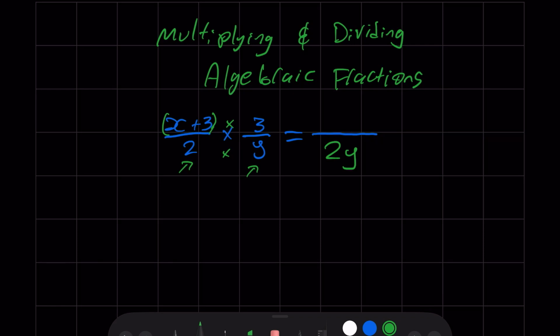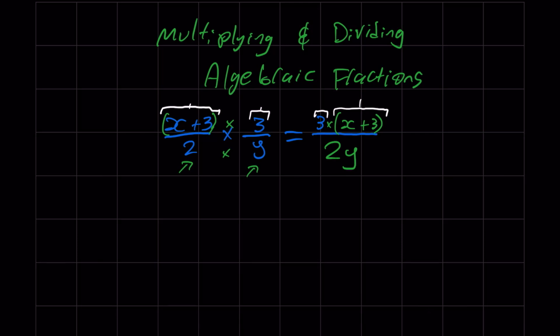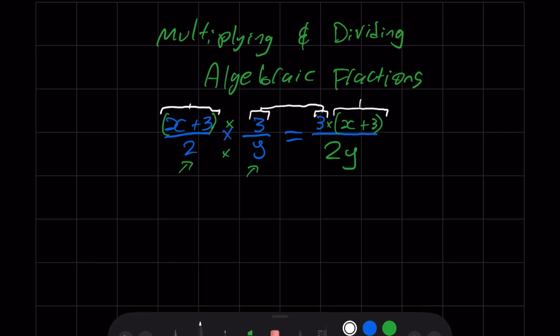So 2y. On top, it's a little bit more tricky because we are going to write 3, and I'm going to put the brackets in. 3 times, I'm going to put this bracket in, (x plus 3). You should see that this bit here is this. And this 3 here is this 3 here. So I've taken this 3 and put it there. And I've taken this set of brackets and put it there. All right? So 3 times (x plus 3).